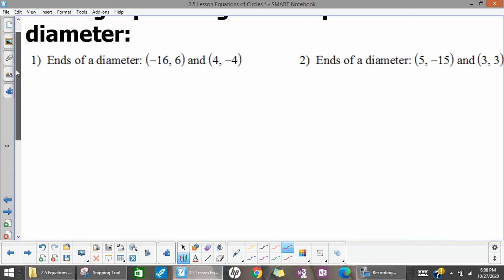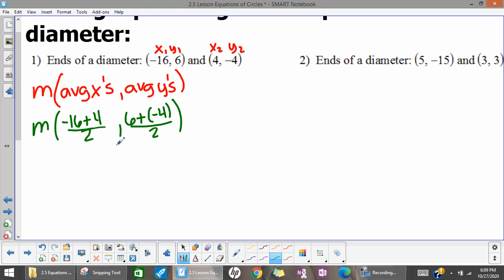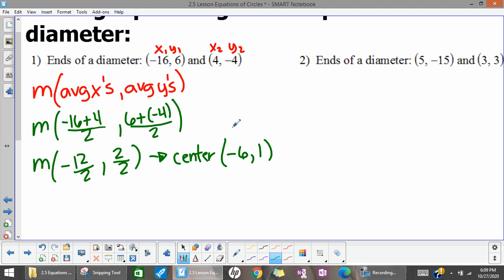So I'm going to start by finding the midpoint of these two using my midpoint formula where I average the x's and average the y's. x1, y1, x2, y2. So I get negative 16 plus 4 over 2, and 6 plus negative 4 over 2. And so I get negative 12 over 2 and 2 over 2. And so my center, which is the midpoint of that diameter, is (-6, 1). That is my (h, k).